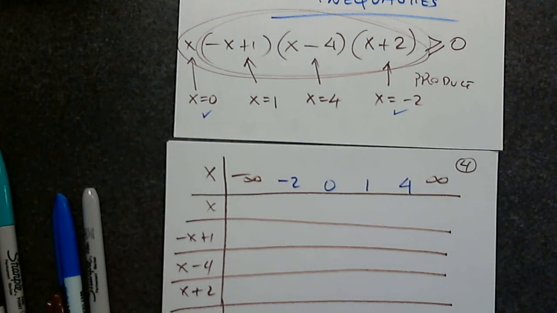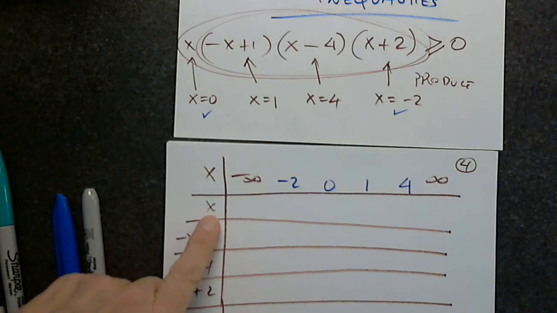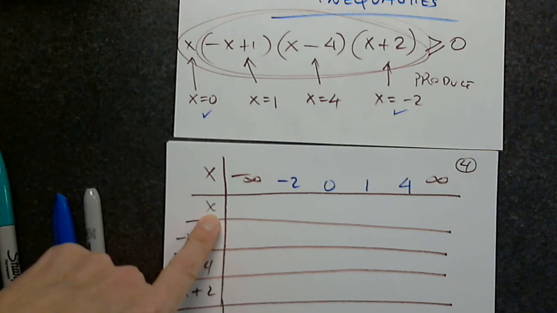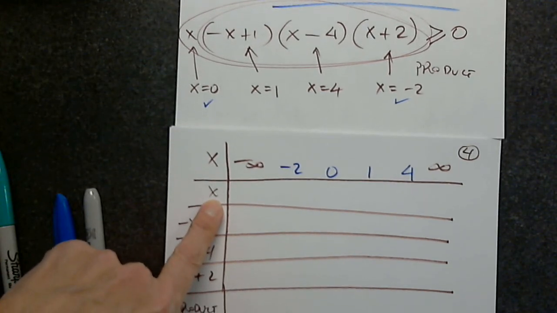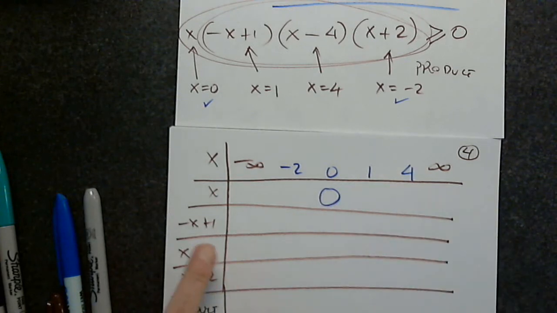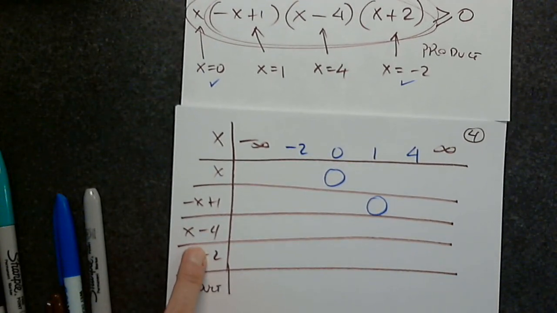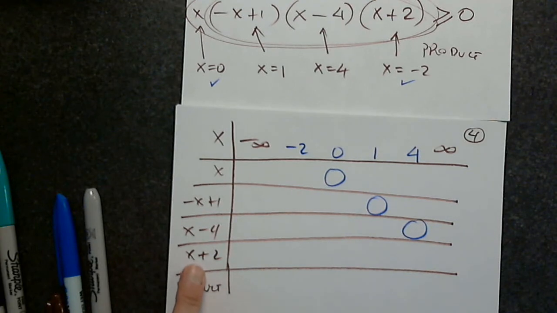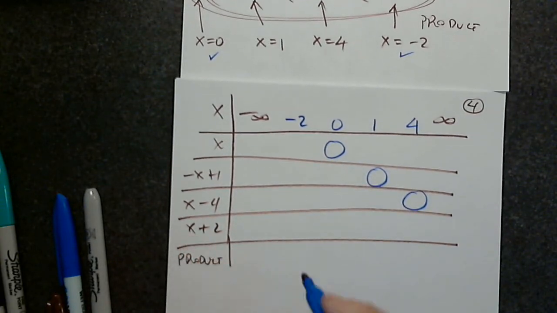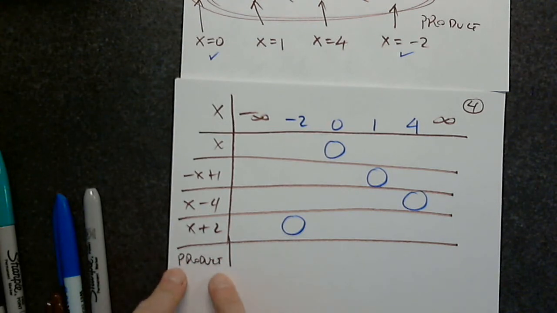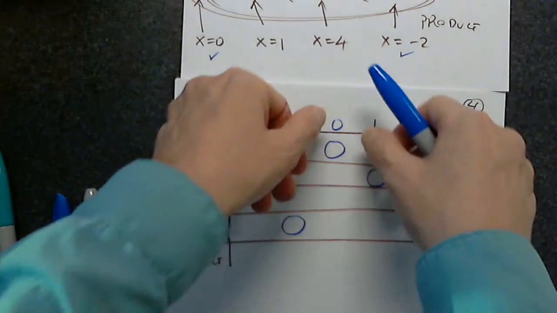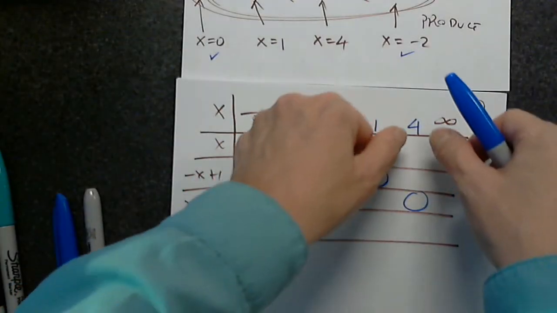Each row will have a 0 under the corresponding number. So where will I have the 0 for x? Under 0. Where will I have the 0 for negative x plus 1? Under 1. Of course. Where will I have the 0 for x minus 4? Under 4. Makes sense. And where will I have the 0 for x plus 2? Under negative 2. Very good. Now, here's a key question. What happens to the product when x is negative 2, 0, 1, or 4?